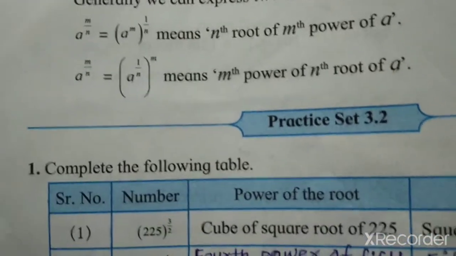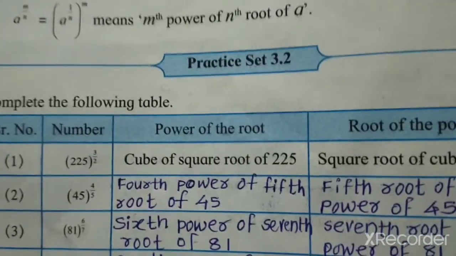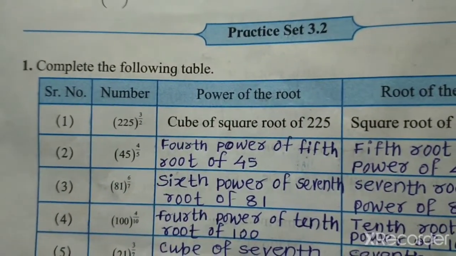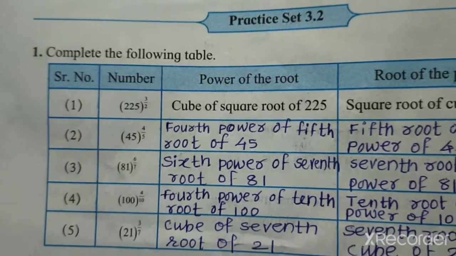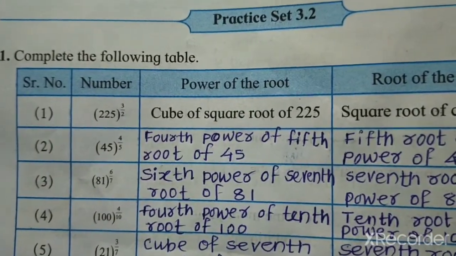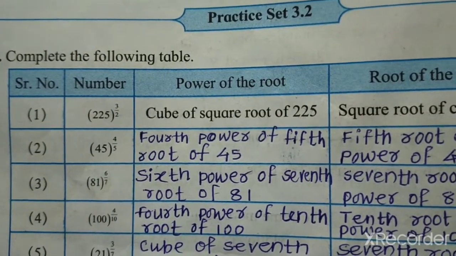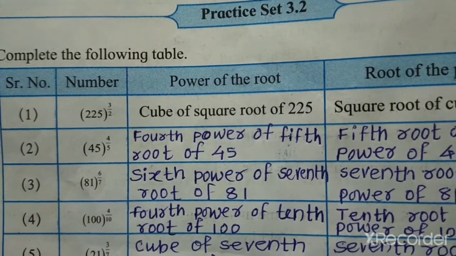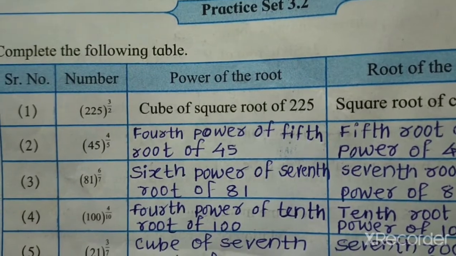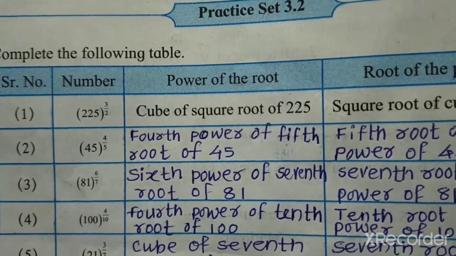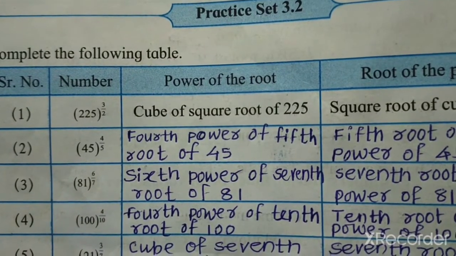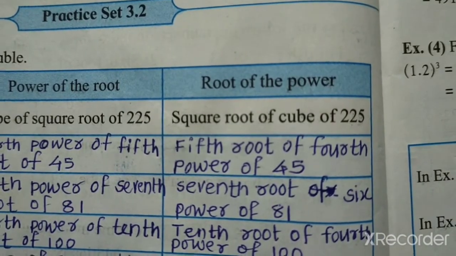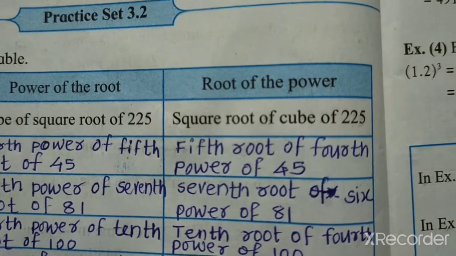Okay. So now we'll see the practice set 3.2. See, complete the following table. Question number 1. What is given? 225 raised to power 3 by 2. So power of the roots. How to read this? The cube of square root of 225. And in a second way, the square root of cube of 225.